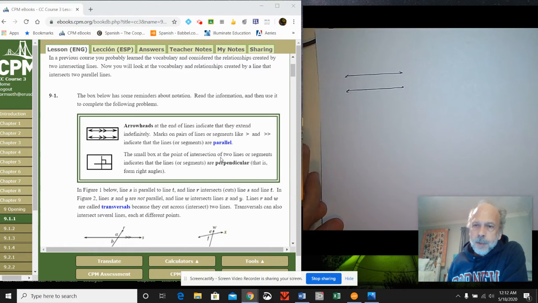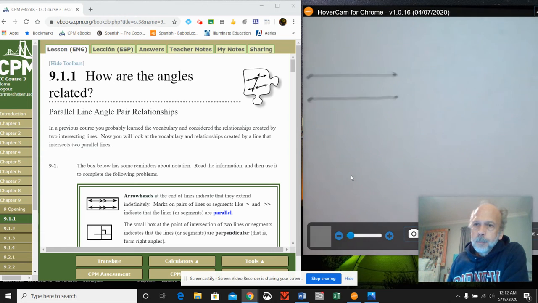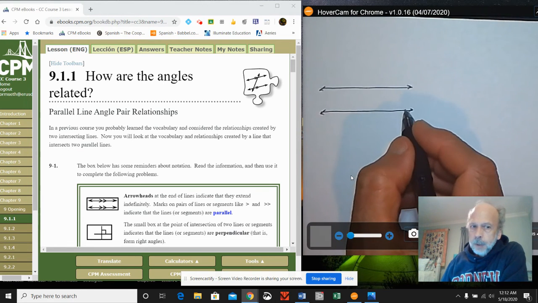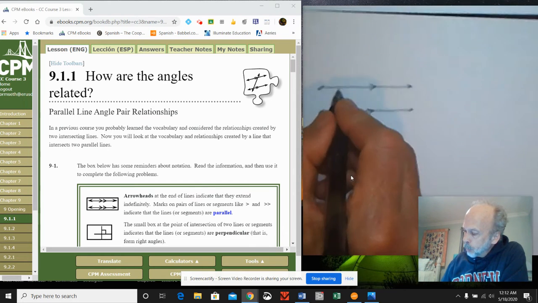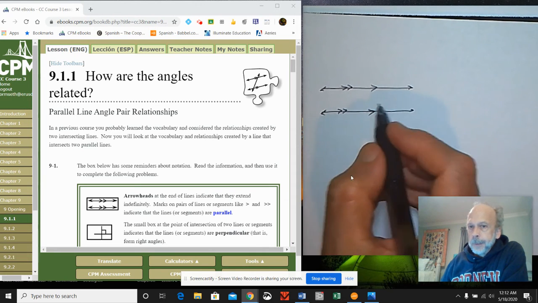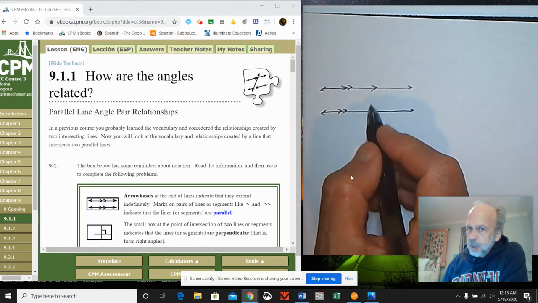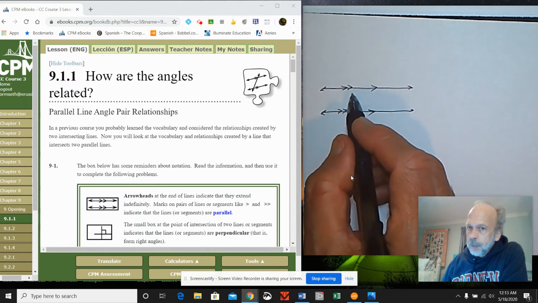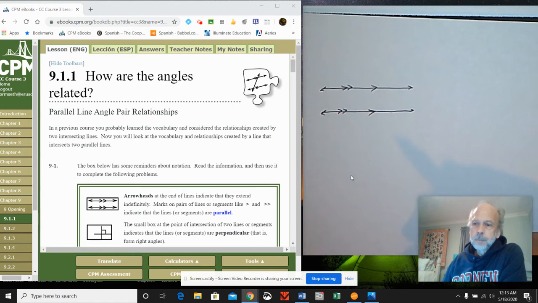One symbol that you need to get used to is that when you see something like this, or like this, this is not telling you about lines being the same length or anything like that. It's just saying this line is parallel to this line. So that's the first thing we need to keep in mind.